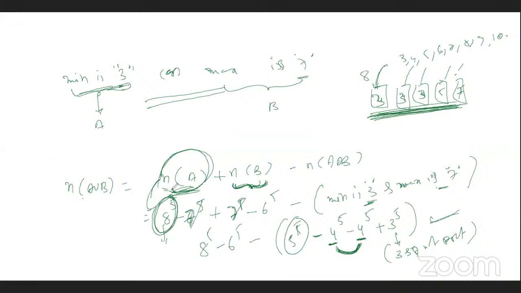Yes, sir. And what to do? To get this number of ways, we should subtract the complement event of at least one 3 present, that is, 3 not present at all. Cancel this. With the remaining, how many outcomes are there? 7. 7 power 5. That only I have written. Okay, sir. That is minimum 3.